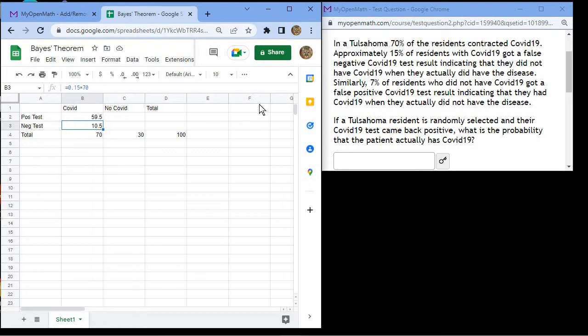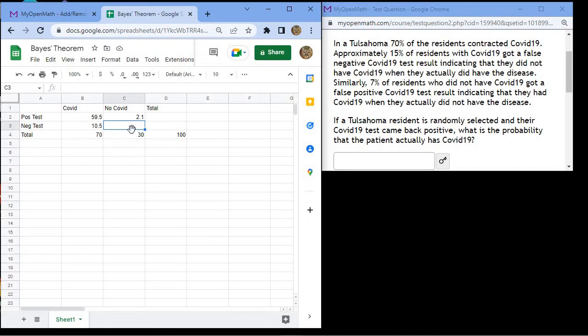All right, now it says here that similarly, 7% of the residents who did not have COVID-19, so I'm talking about these 30 people that did not have COVID-19, got a false positive result. So that means they tested positive to say they had COVID, but they didn't actually have COVID. That's 7% of these 30 people. 7%, which is 0.07. 7% of 30, which is 0.07 times 30. So that's 7% of the 30 people, which is just 2.1 people, got false positive results.